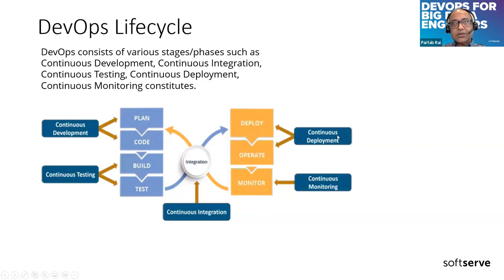So we see continuous deployment, continuous monitoring and continuous integration, so that it fits the format of today's world, where we are always working in sprints. So we have a sprint of 15 days or 3 weeks. It depends on the organization.